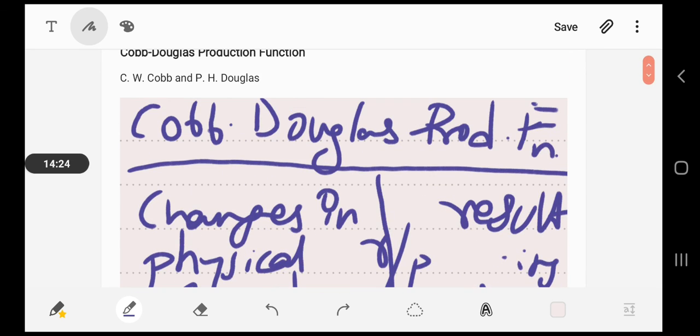So this is all about the Cobb-Douglas production function.